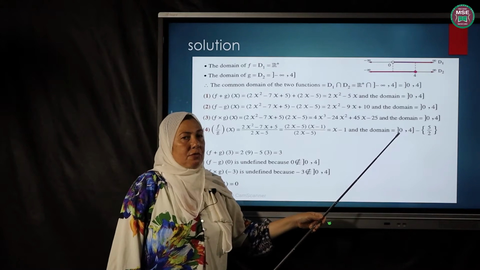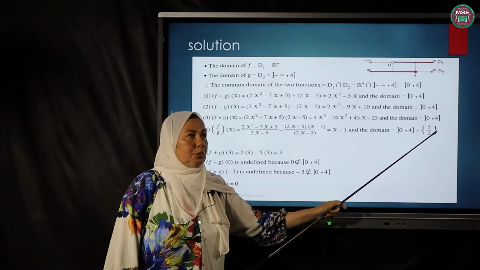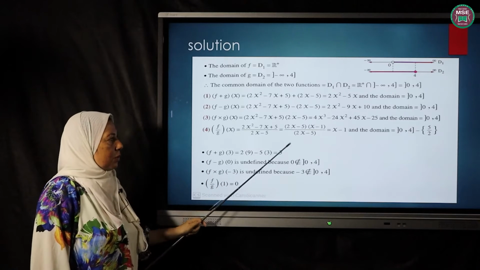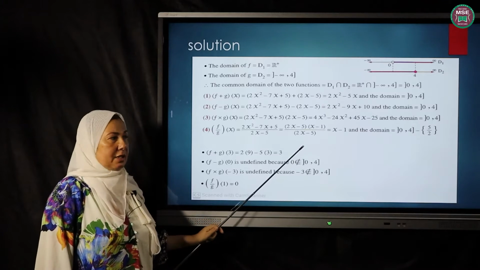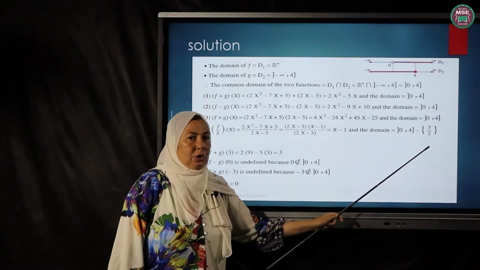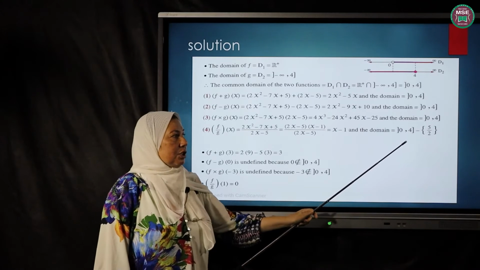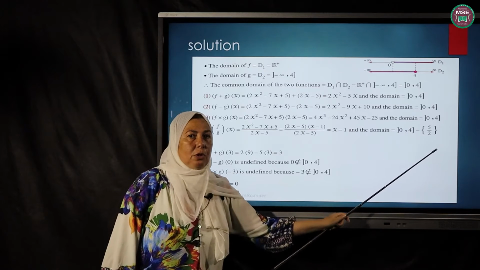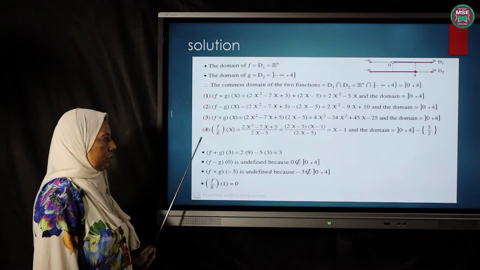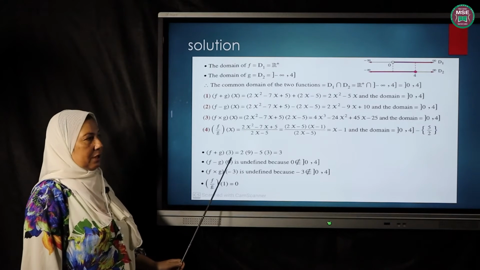And the domain of the fraction function is the intersection between the two domains except the set of zeros of the denominator. The zero of the denominator: 2x minus 5 equals 0, 2x equals 5, x equals 5 over 2. So the common domain for f over g is the intersection between the two domains, d1 intersection d2, minus the set of zeros of the denominator of g. Okay?